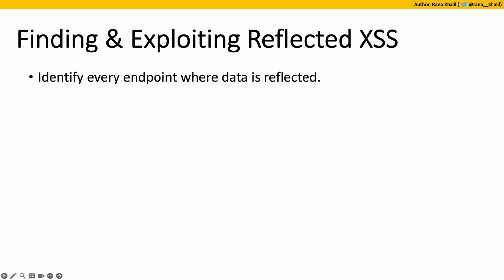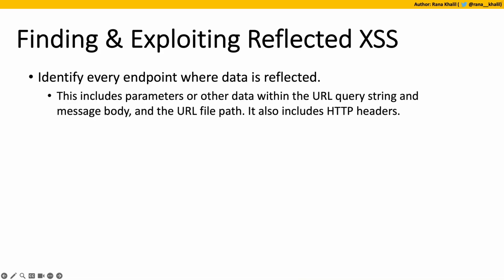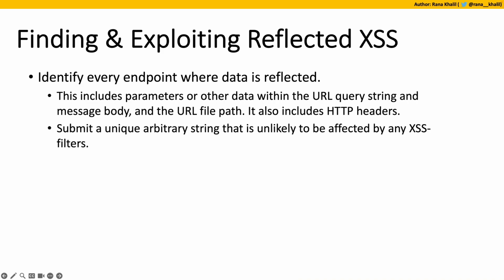The first thing that you want to do is identify every endpoint in the application where user-supplied data is reflected in the response. This includes parameters or other data within the URL query string, the URL file path, and even in some cases, HTTP headers. Now, the way you would do that is you would submit a unique arbitrary string that does not appear anywhere in the application and is unlikely to be affected by XSS-specific filters. The reason we do that is because we want to query the responses in the application to see if our unique string appears in them.